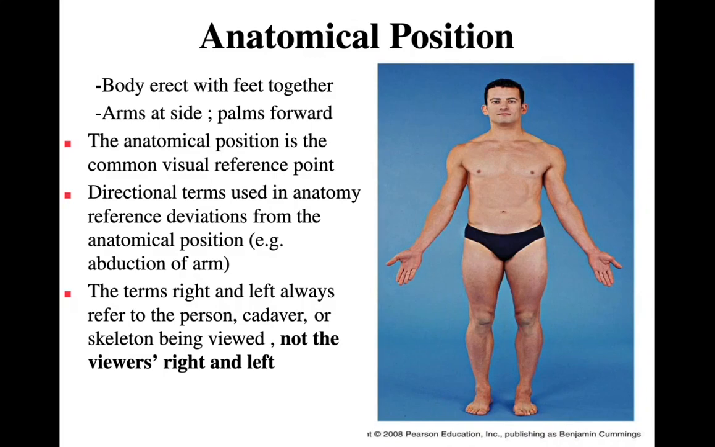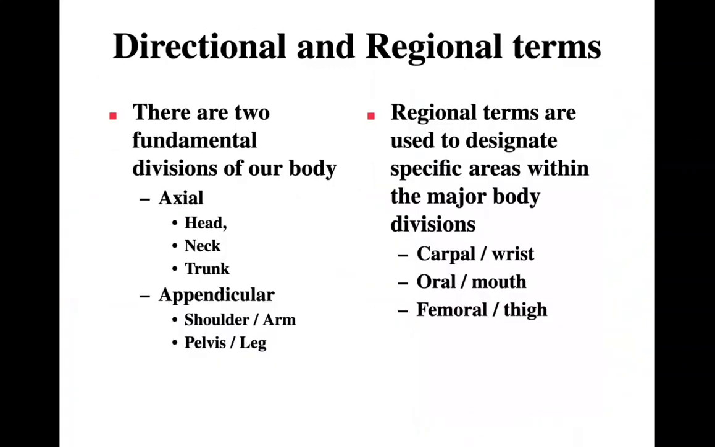So the directional terms are used in anatomy to reference any changes from this anatomical position. When we use the terms right and left, we're always referring to the body's right and left, whether it be a cadaver, a living person, a patient, whatever. It's the body's right and left, not the viewer's right and left.